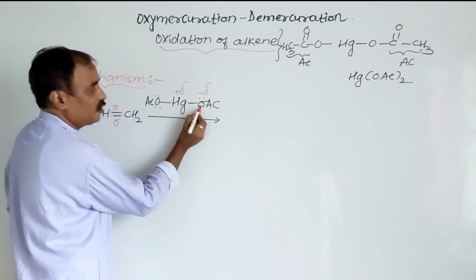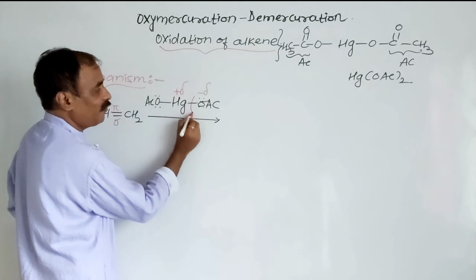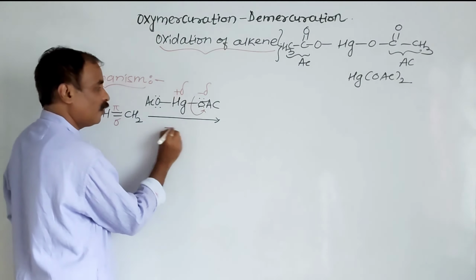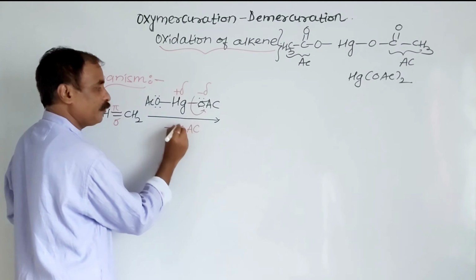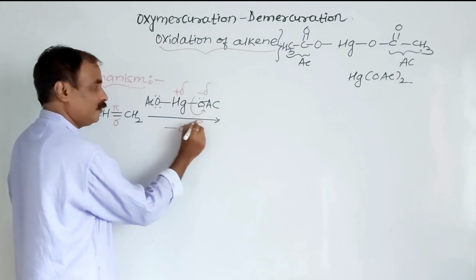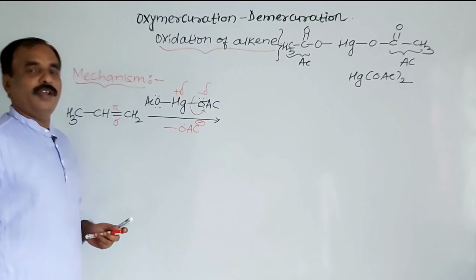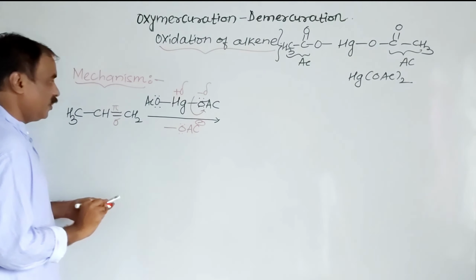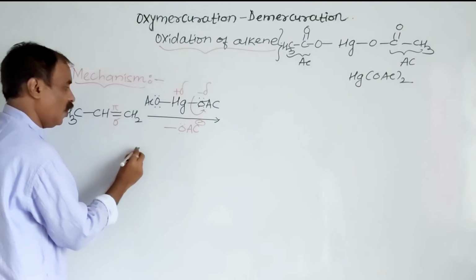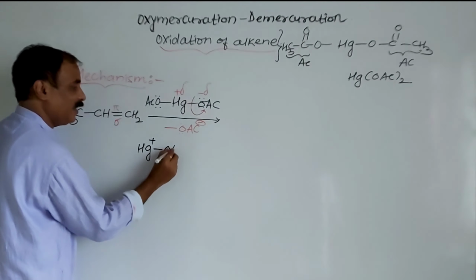So here oxygen is more electronegative compared to this mercury. So breaking of this bond and shifting will take place like this. That is, removal of OAC. The OAC went out, it will come out. Now tell me the charge on this mercury. Definitely it will be positively charged. That is, here we can write formation of Hg plus and this OAC as it is.